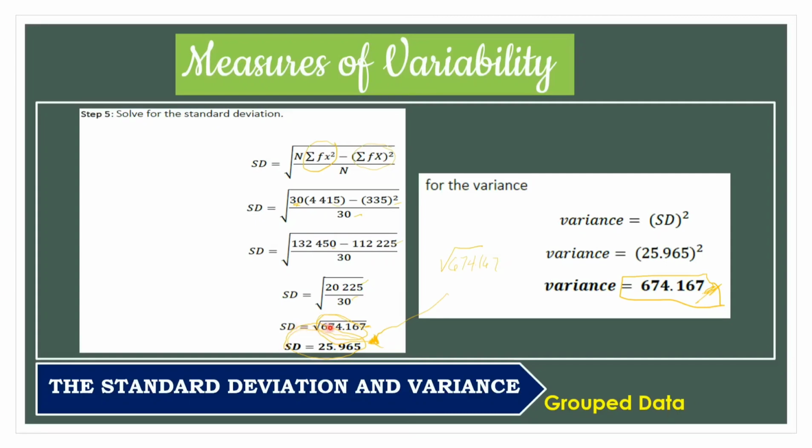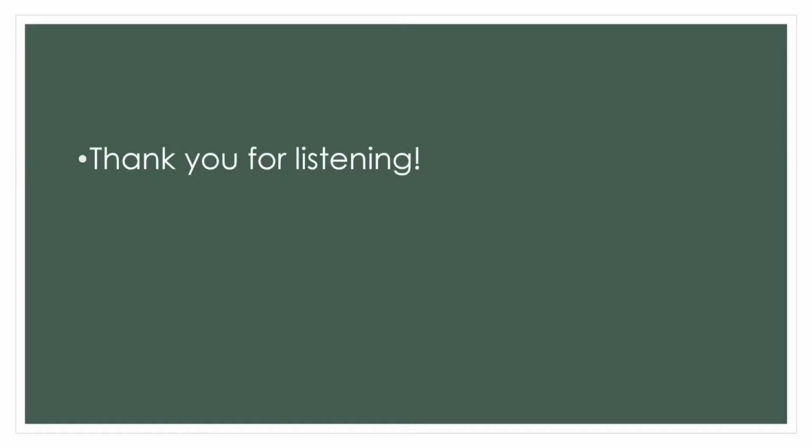But when we get the square root, the result is 25.965. That is our standard deviation. So again, when we square that result, we get the value of the variance. So here are the values that we have obtained: 25.965 for the standard deviation, and for the variance, the result is 674.167. That is it for our lesson for today.